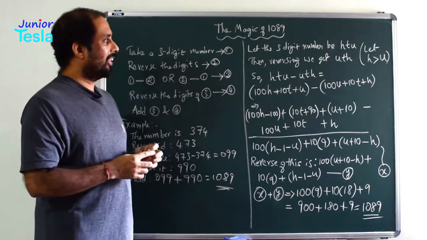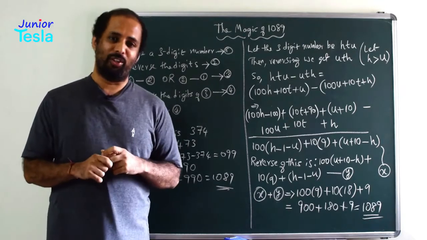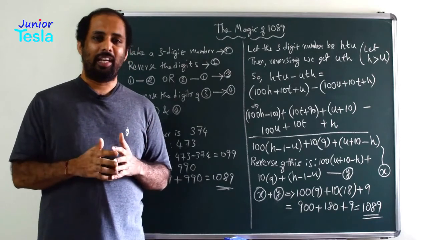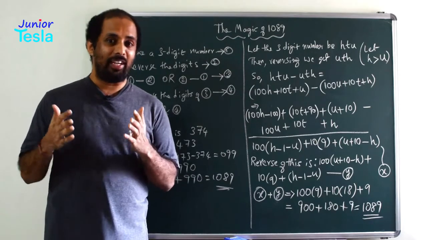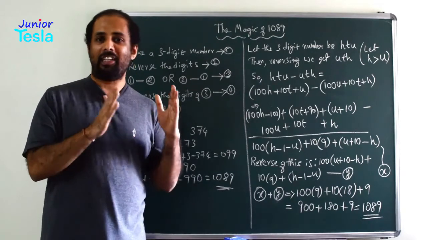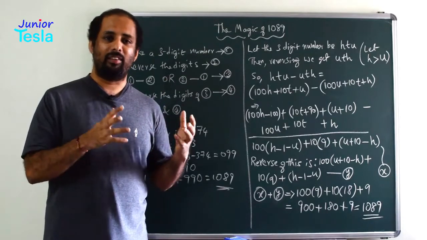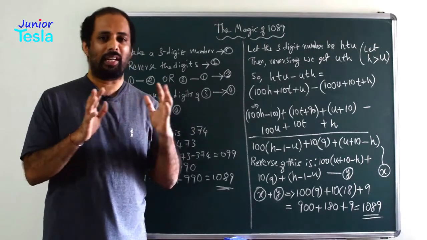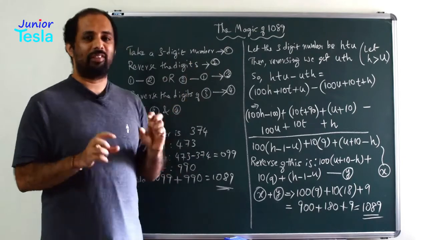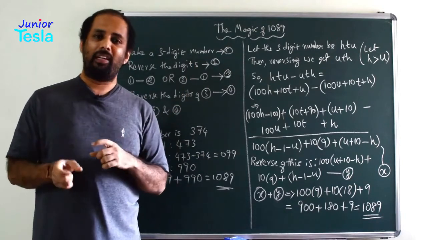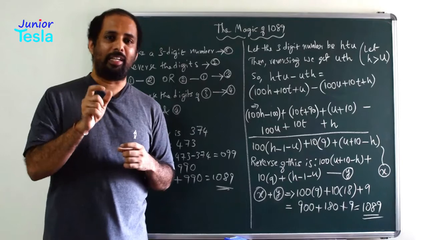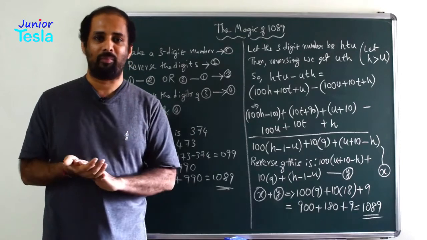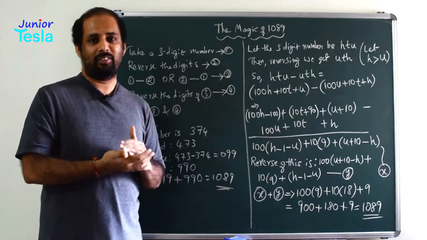I have taken a 3-digit number HTU. Now HTU, what does it mean? It is not the product of H, T and U. It is just representing a 3-digit number like 375, 476, something like that. So HTU is a 3-digit number where H is representing the 100s place, T is representing the tens place, and U is the units place.